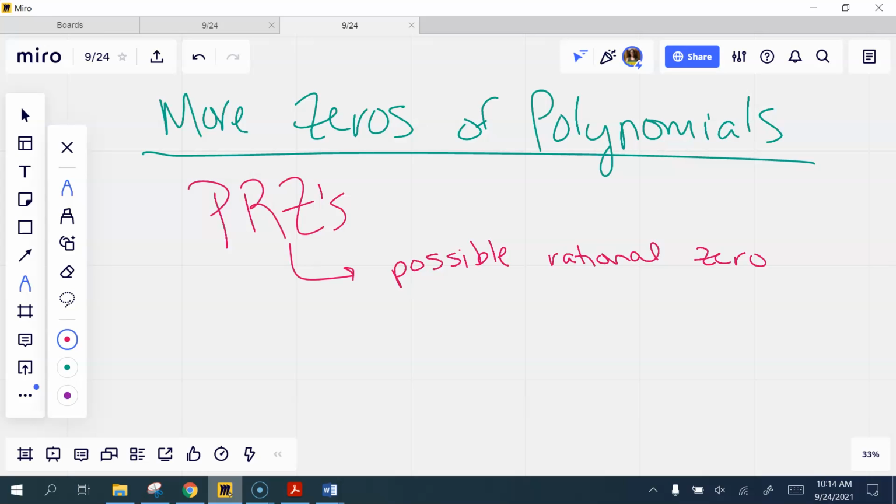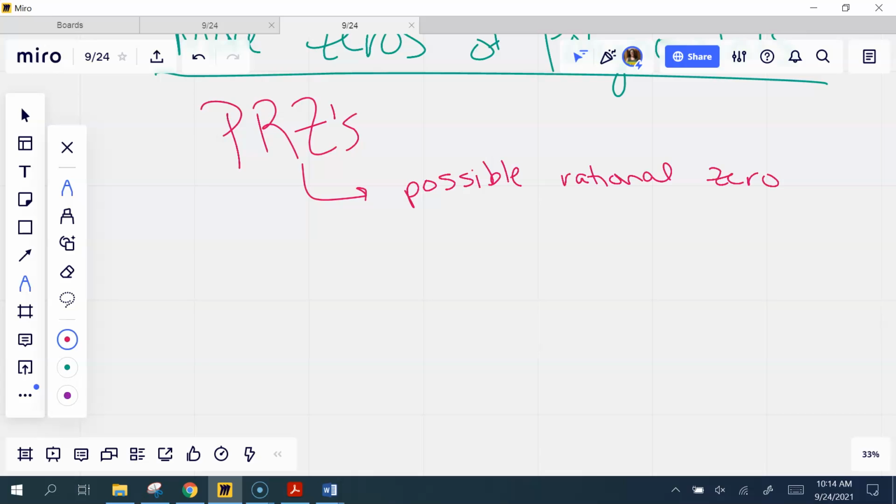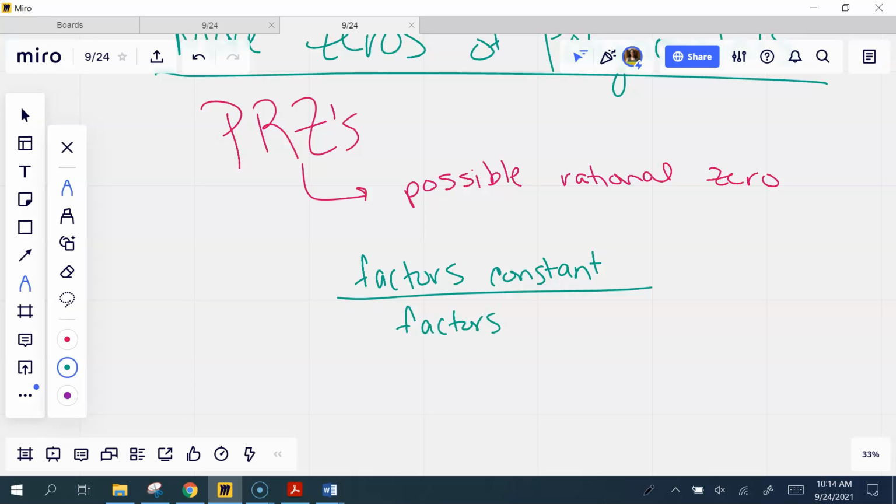How do we test zeros to see if they're actually zeros? We can plug them in and see if we get 0, or we can divide by x minus that number. We can do synthetic division and see if we get no remainder. All right, so how do we find PRZs? Factors of which comes first? It's factors of the constant divided by factors of the leading coefficient. And this is where we do the plus or minuses in front. We list them all out.